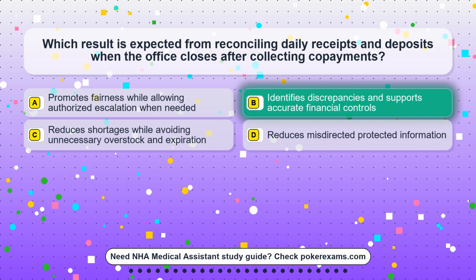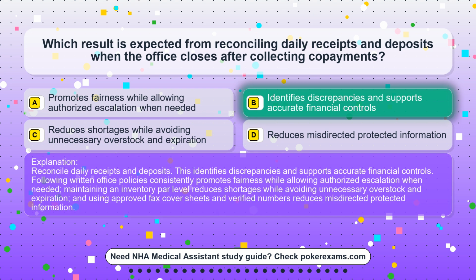The correct answer is option B. Identifies discrepancies and supports accurate financial controls. Reconcile daily receipts and deposits. This identifies discrepancies and supports accurate financial controls. Following written office policies consistently promotes fairness while allowing authorized escalation when needed. Maintaining an inventory par level reduces shortages while avoiding unnecessary overstock and expiration. And using approved fax cover sheets and verified numbers reduces misdirected protected information.